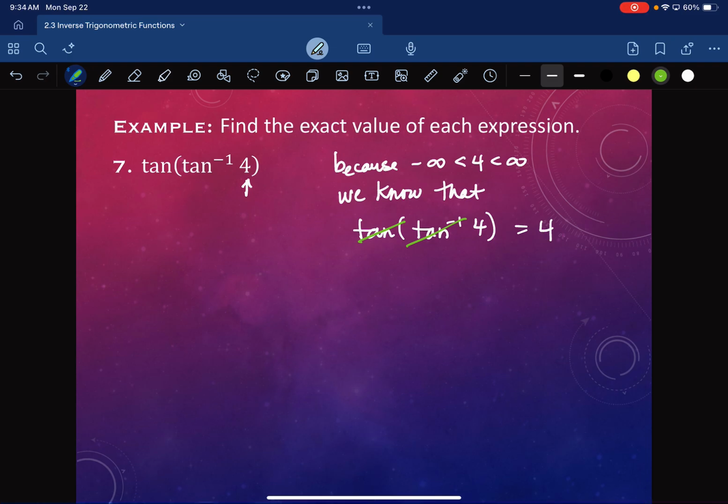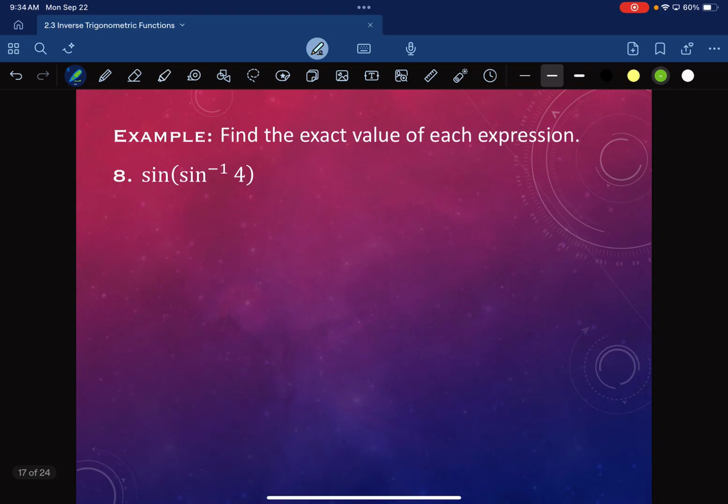Let's try one more. Now this one has an input of 4 as well, but it's not tangent, it's sine. And that makes a difference. What inputs are we allowed to have on our sine function? Go back to the very front page that we did last time. What are my domain values for inverse sine? Yep, -1 to 1.